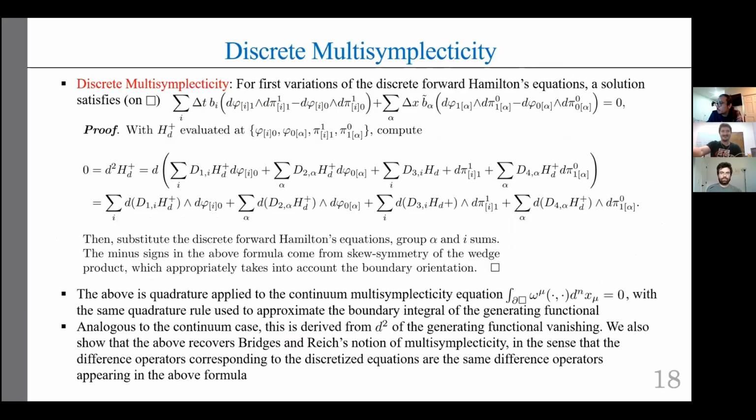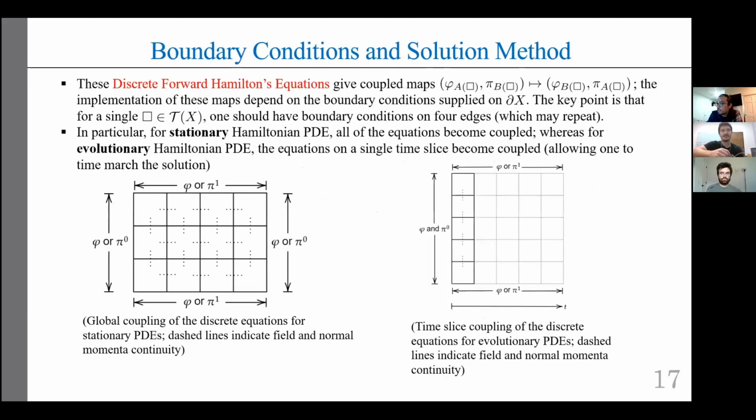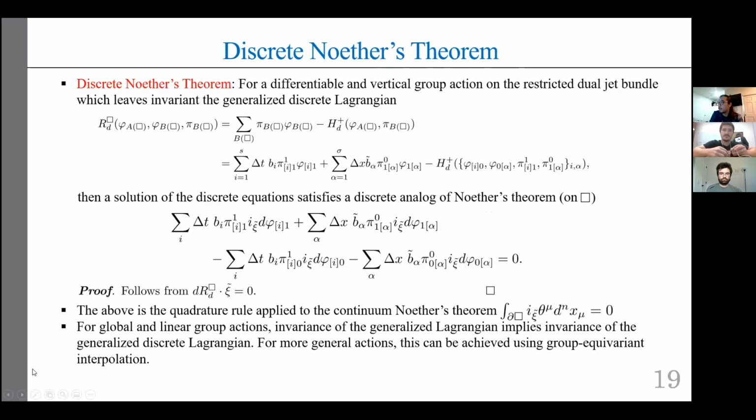So let me just go through the salient points. What we do is we reduce to the finite dimensional subspace, we enforce the variational principle, and then we can prove some things really easily. For example, multisymplecticity just follows from the fact that the squared exterior derivative of your discrete generating function is 0, exactly analogous to the mechanics case. Similarly, you have a discrete Noether's theorem.